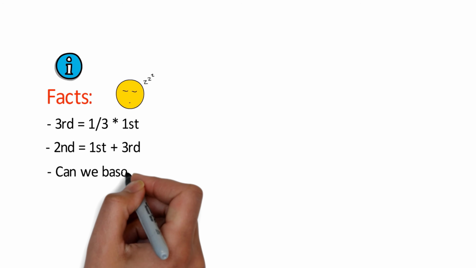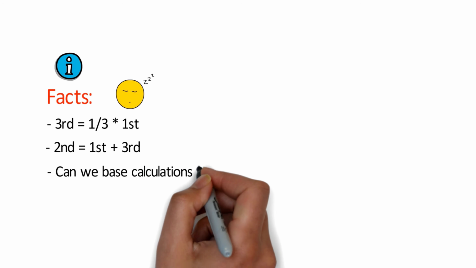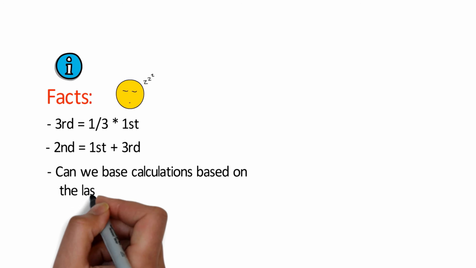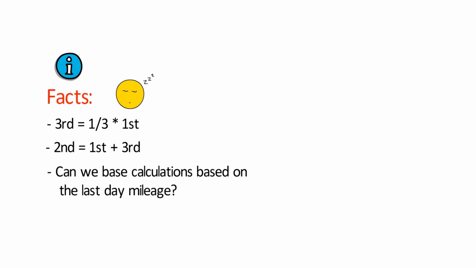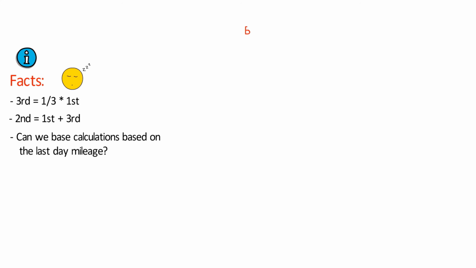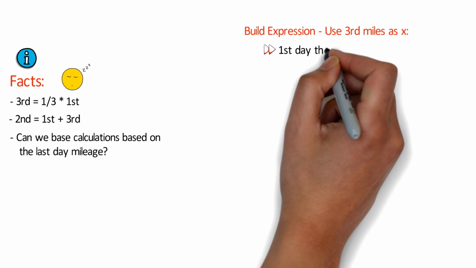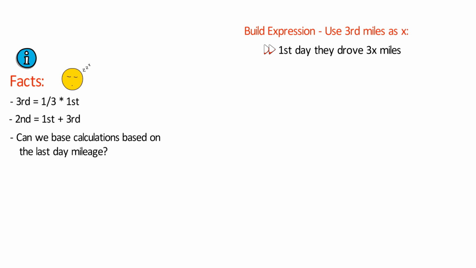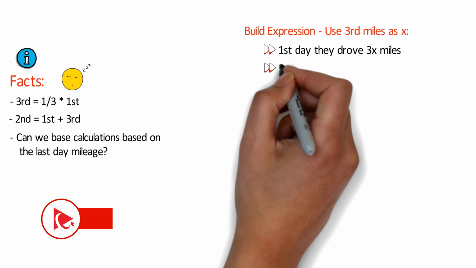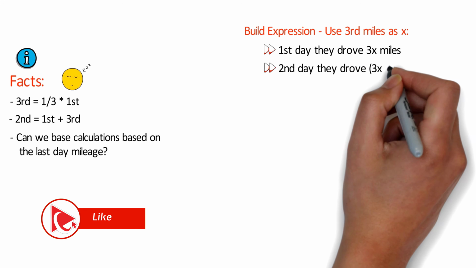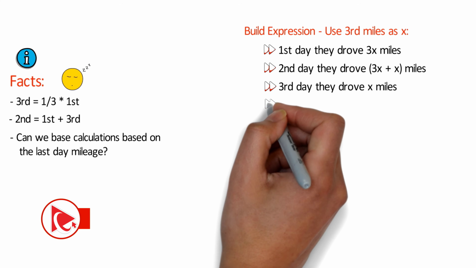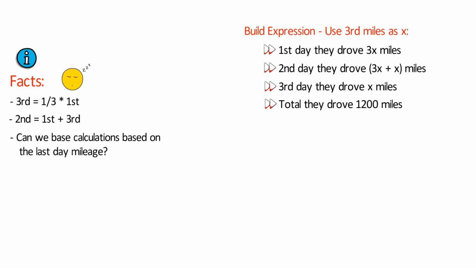So what's interesting here, can we base our calculations off of the last day mileage? And what I mean by that is, can we use the third day miles as x in the expression we're trying to build? Based on this information, on the first day, they drove 3x miles. On the second day, they drove 3x plus x miles. In total, they drove 1,200 miles.